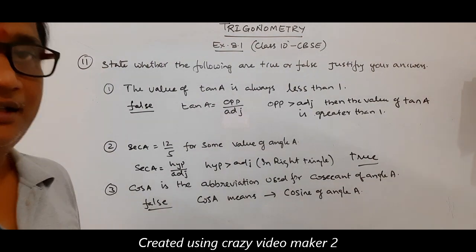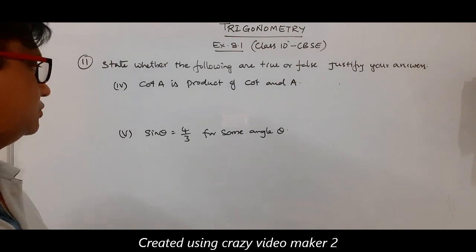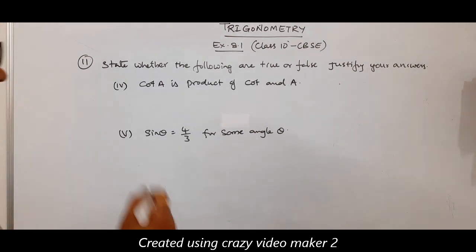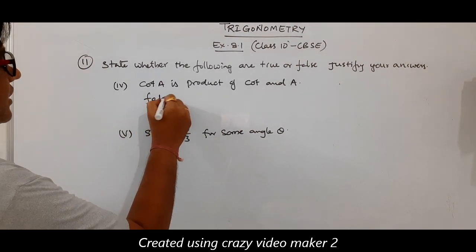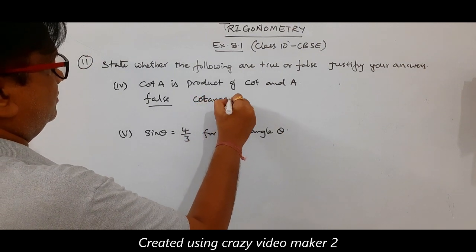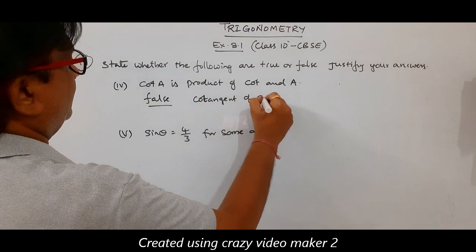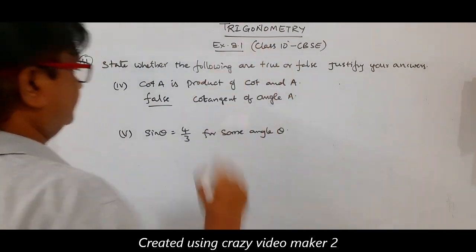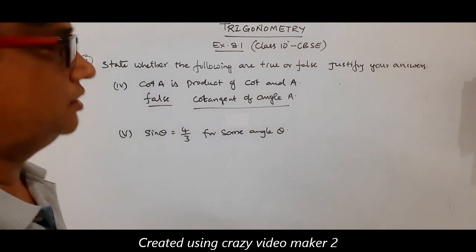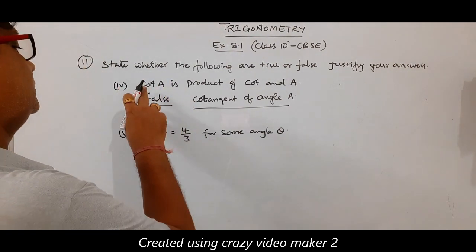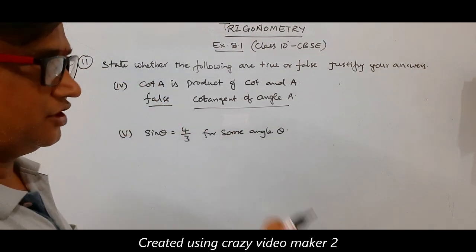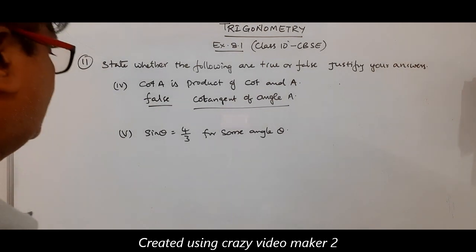In the fourth question, cot A is the product of cot and A. It is false. What is the meaning of cot A? Cotangent of angle A. This is a ratio, not a product of the angle and something else. So cot A is not cot into A. Cot A is a ratio, adjacent by opposite.